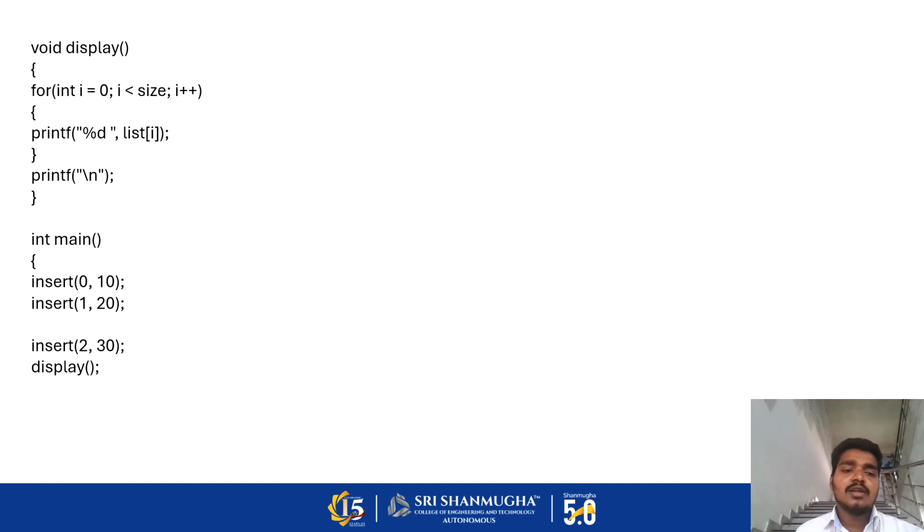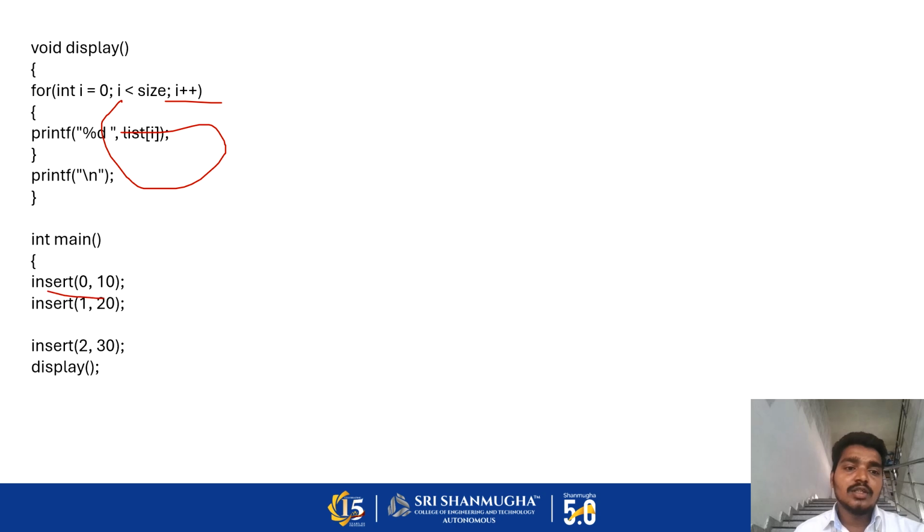Next, void display. It displays using a for loop, int i equal to 0, i less than or equal to size, i increment. The i increment goes over how many elements are in the list. So it works for the list, i equal to how many elements you perform in the list function. So next is the int main function.